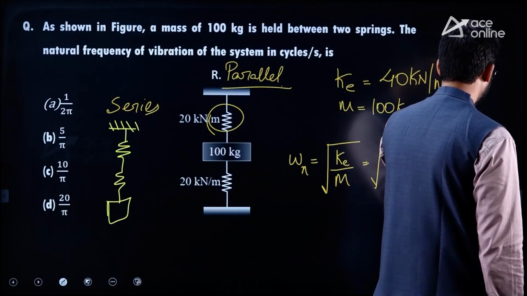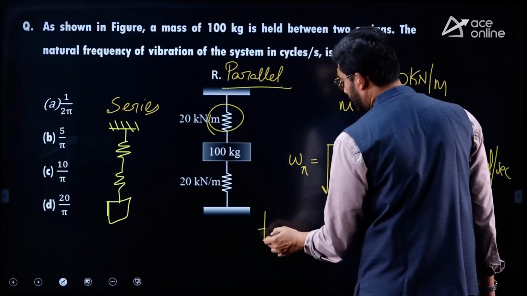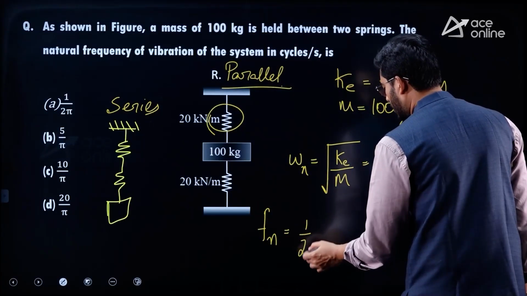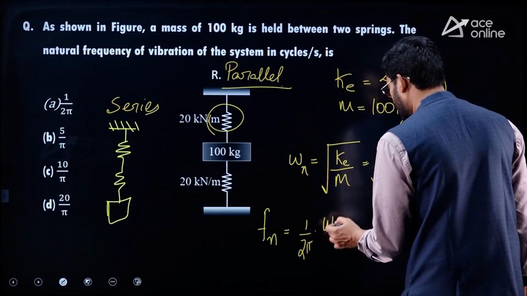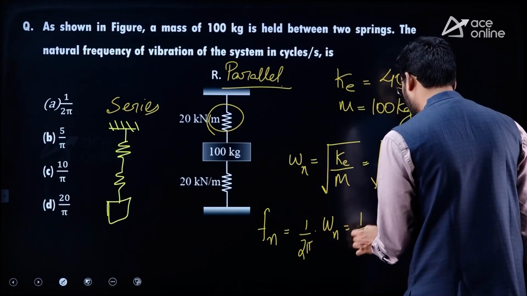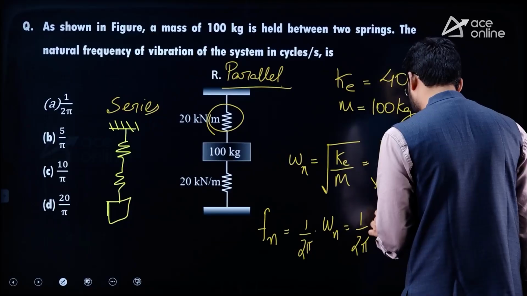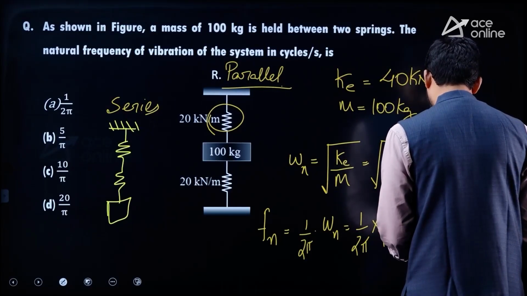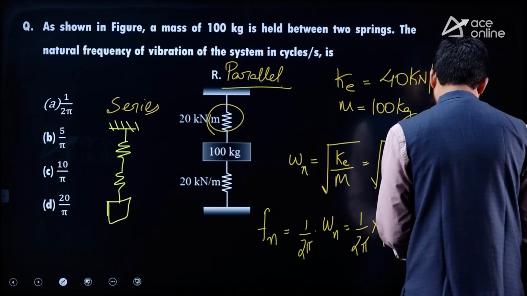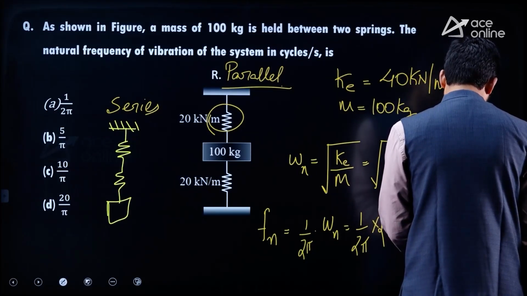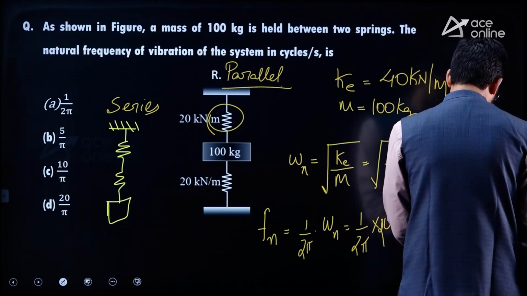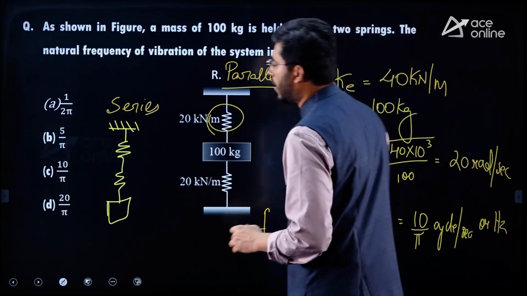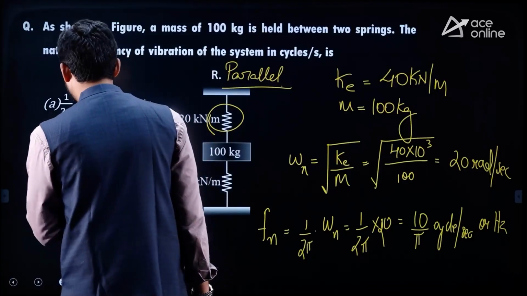And here the frequency has to be expressed in hertz or cycles per second as well. So Fn is equal to 1 by 2 pi times omega n, which is equal to 1 by 2 pi into 20, which is equal to 10 by pi cycles per second. Cycles per second or hertz, both are the same. Okay, so option C is the answer, guys.